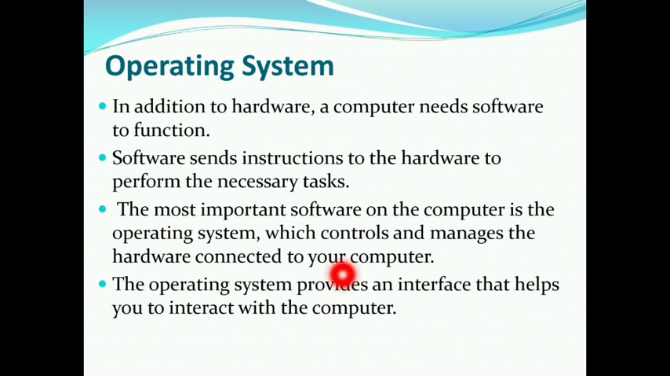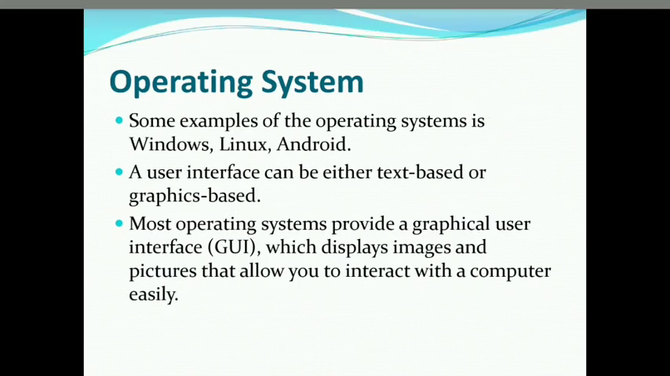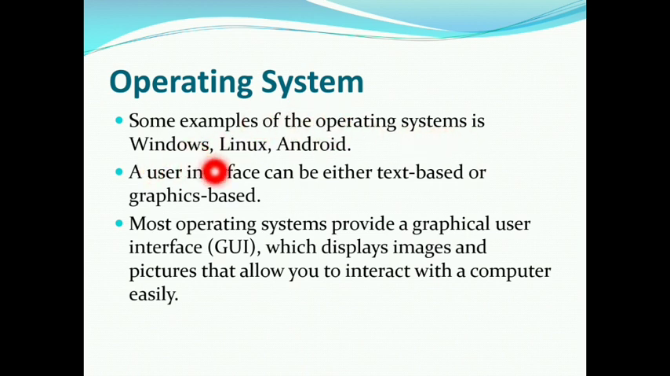The operating system provides an interface that helps you to interact with the computer. Here are some examples of operating systems: Windows, Linux, Unix, Android. Windows 7, Windows Vista, Windows 8, Windows 10 and Windows XP are all examples of operating systems. A user interface can be either text based or graphics based.